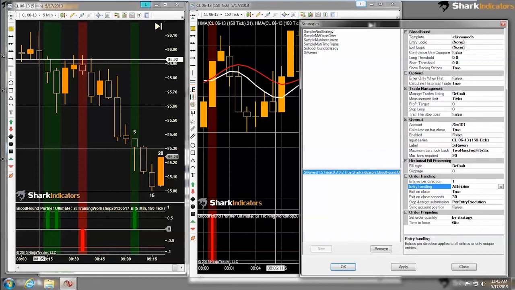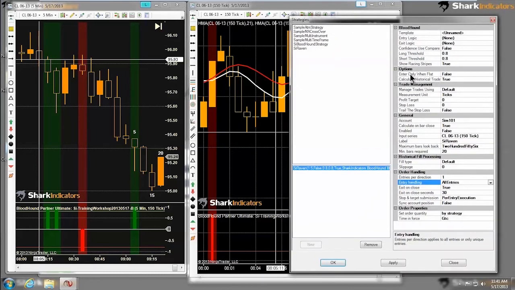Jeremy did recently add a new feature here, enter only when flat. What that would do is if this was set to true, then if your long position was not exited, if you were still long, Raven would not reverse you short if this setting was set to true. So, all right, let me continue on with Gerard's question here.